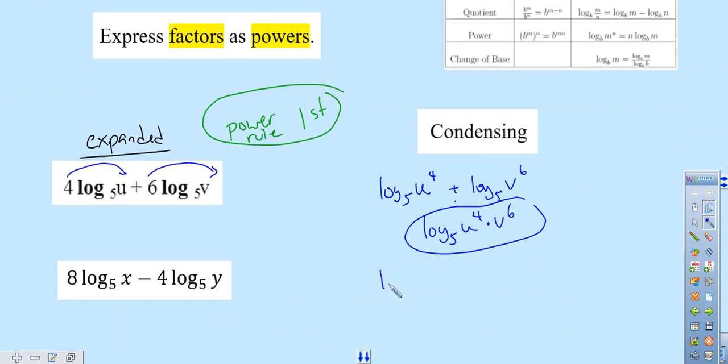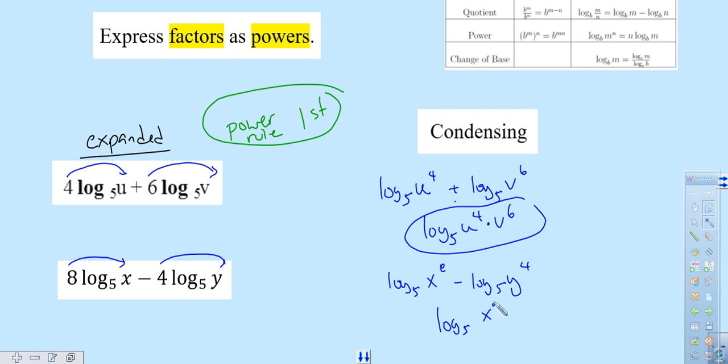All right, the next one, we move the exponents up. Remember, those come first. So this will become log base 5 of x to the 8th minus log base 5 of y to the 4th. So remember, we're trying to condense. We've already moved those exponents. Now we're trying to get rid of that subtraction and make it into one statement. So this would be log base 5 of x to the 8th over y to the 4th. That looks like the winner.